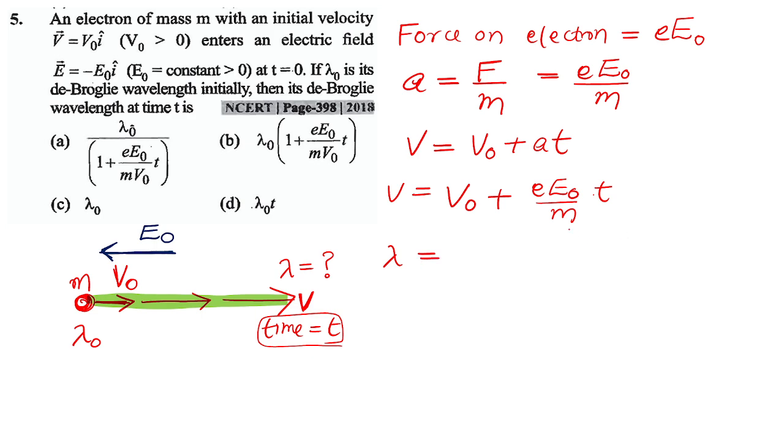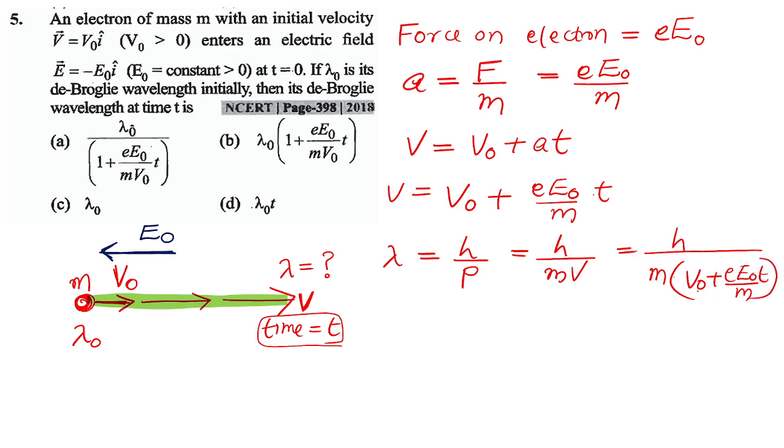De Broglie wavelength lambda equal to h by p, correct? I am finding the wavelength when the time equal to t. Lambda equal to h by p, so h by momentum. Momentum is mass into velocity, so this will be h by m into v. v is the final velocity, equal to v0 plus eE0 by m into t, correct?